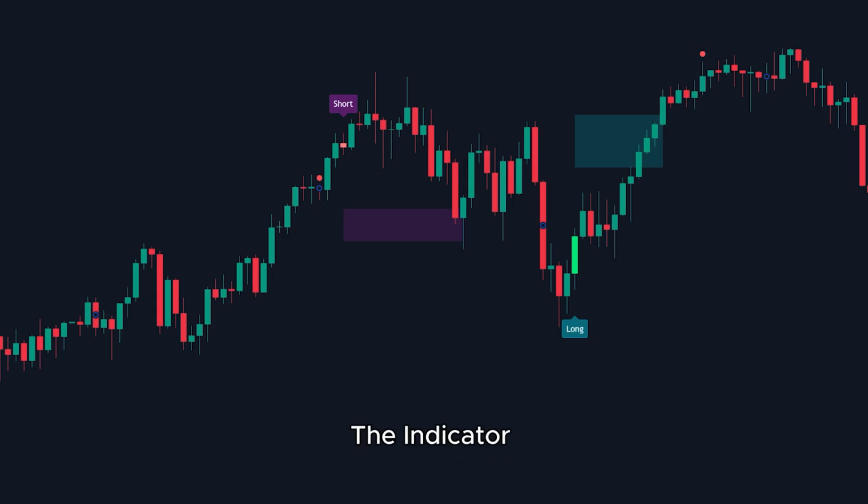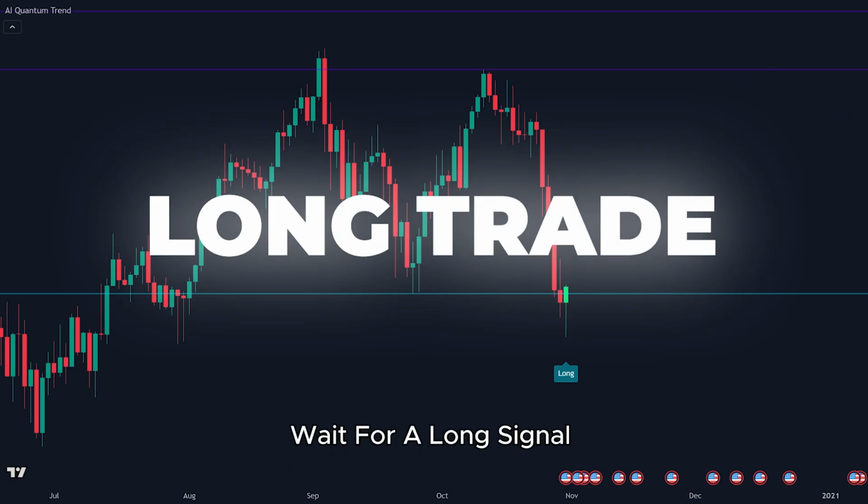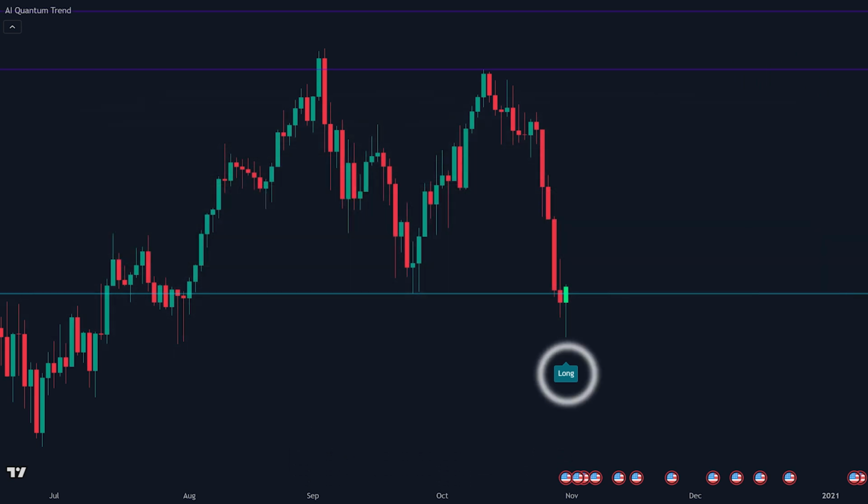Once added, the indicator will display long and short signals based on a layered filtering process. Now let's break down how to use the Quantum Trend Indicator in your trading. For a buy trade, wait for a long signal to appear on your chart. This indicates that the indicator has detected a potential price reversal after passing through multiple filters.